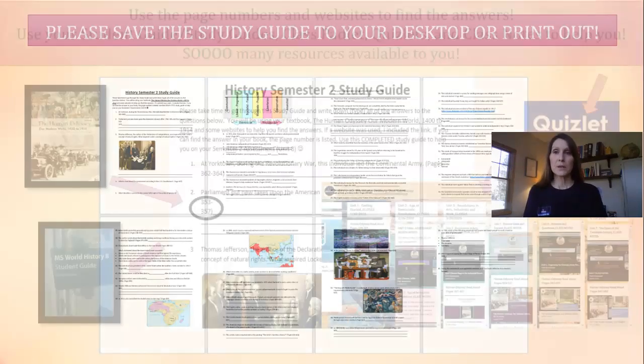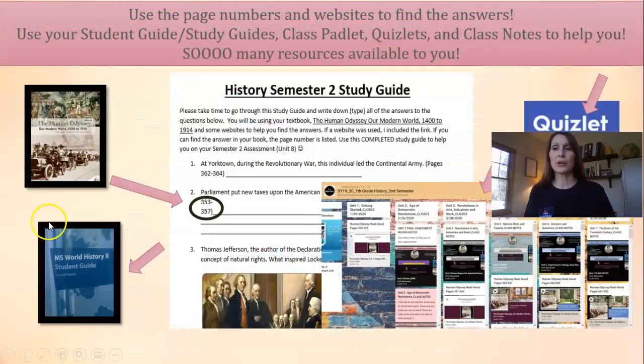Okay? Let's see. So this is a little bit closer look of it. Again, these are the page numbers. So for example, at Yorktown during the Revolutionary War, this individual led the Constitutional Army, pages 362 to 364. So you'll look in your Human Odyssey book, you'll find those pages. And remember, if you can't find your Human Odyssey book, it's available to you online, okay? You just go to that content tab like I showed you at the beginning by the grades tab. Click on that content tab. It's right there. There's an online book there for you. You can look in there. If you need help with that, come to class. Stay after. I'll help you. I'll show you where it is.